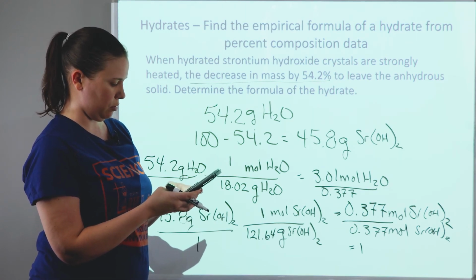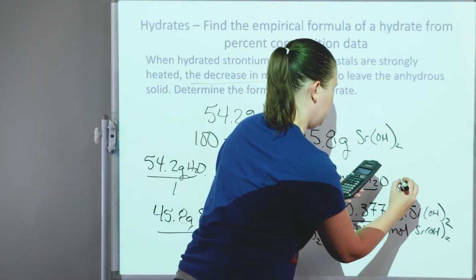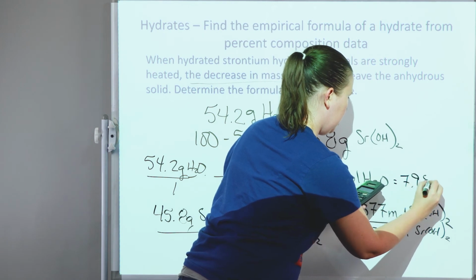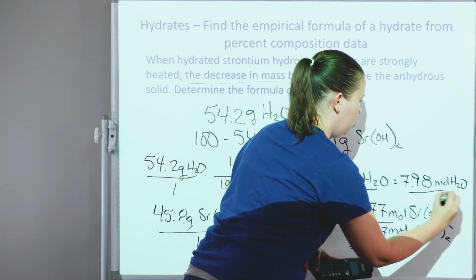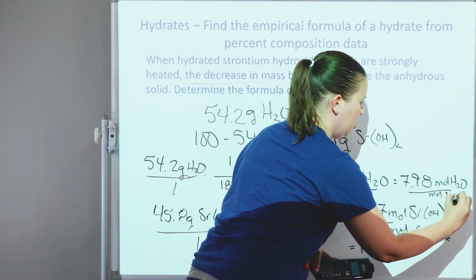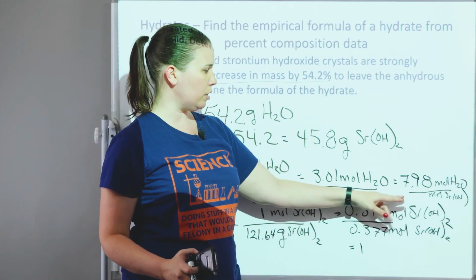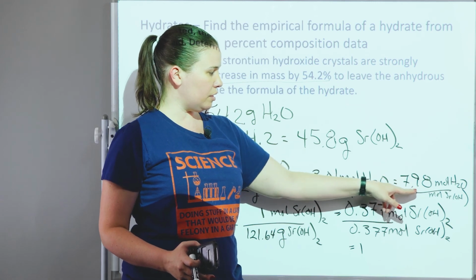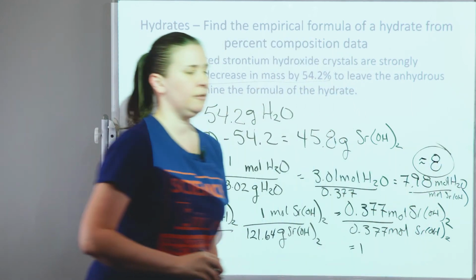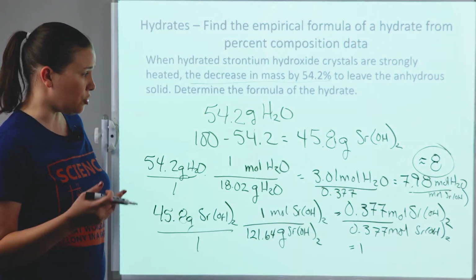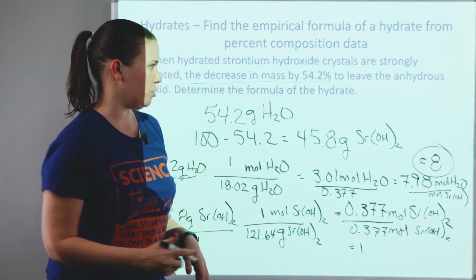Let's look at our mole ratio for our water. Calculator: 3.01 divided by 0.377, and we get, to 3 sig figs, 7.98 moles of water per mole of strontium hydroxide. So this is telling me how much water would be attached to that anhydrate. And this is, again, close enough, within a tenth, to round. So we would say that that is approximately 8. What we just solved for is actually the hydration number. How much water per anhydrate? How much water on that strontium hydroxide?